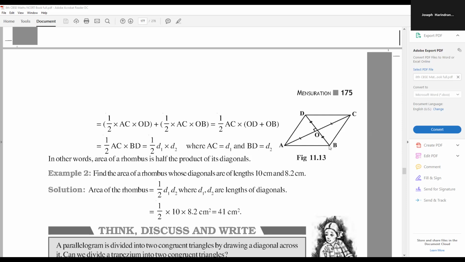That's all. If you are given one side and one diagonal or something like that, we can find out. The Pythagorean theorem is here. We can find out the length of the other diagonal, half of the diagonals, and then we can find out easily. You see some examples here. There, directly the diagonals are given. In example 2, diagonals 10 and 8.2 are given directly, so we can directly substitute in that formula half into D1 into D2 and find the area of the rhombus.